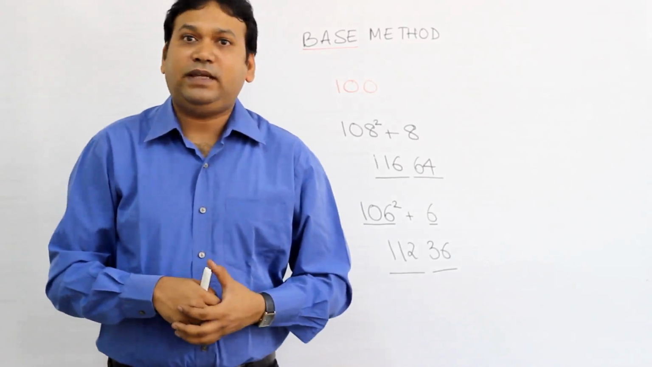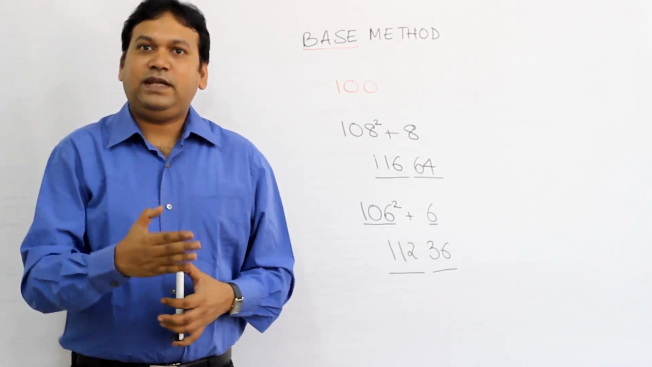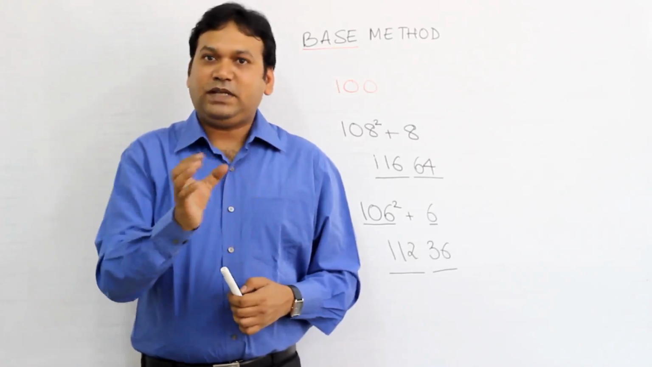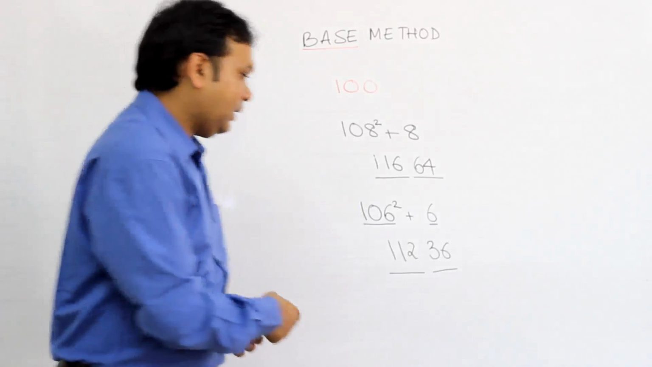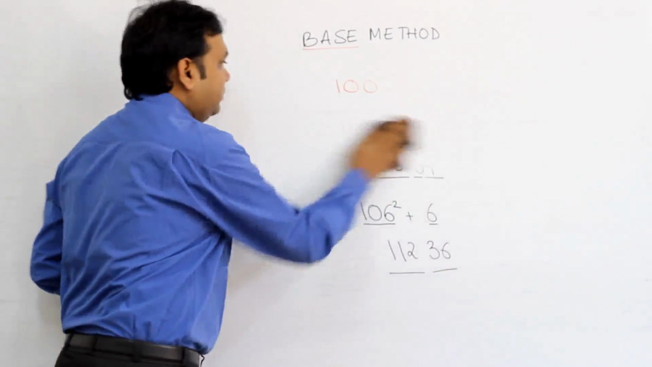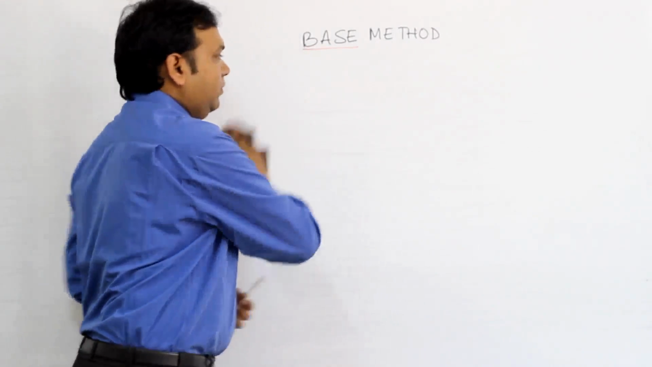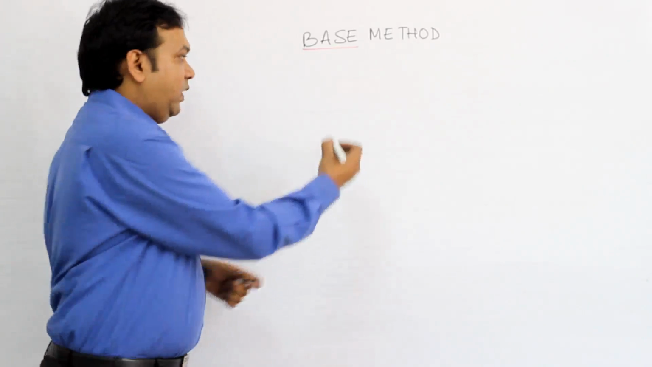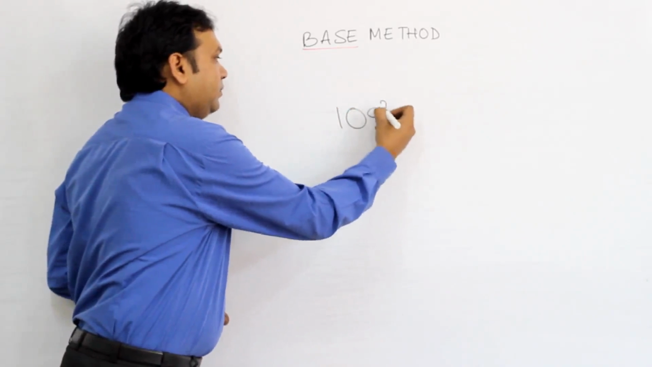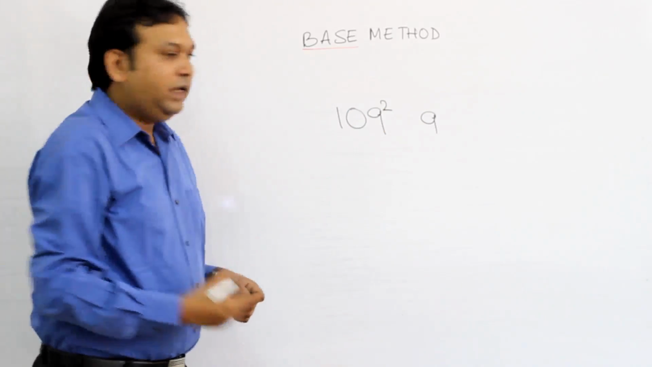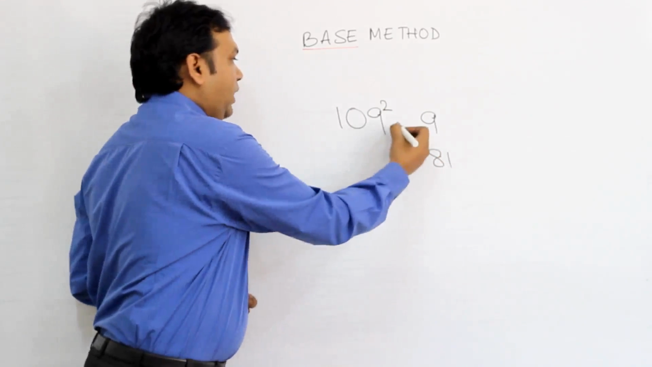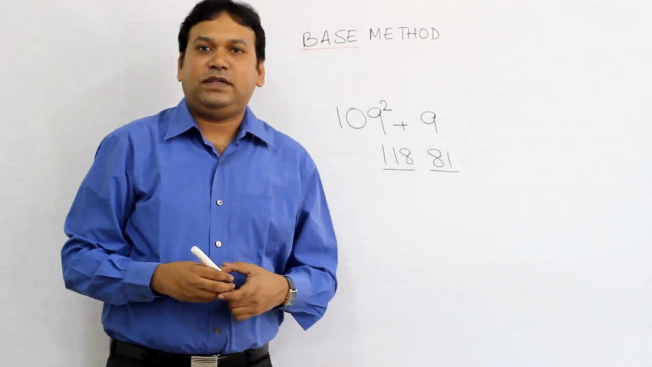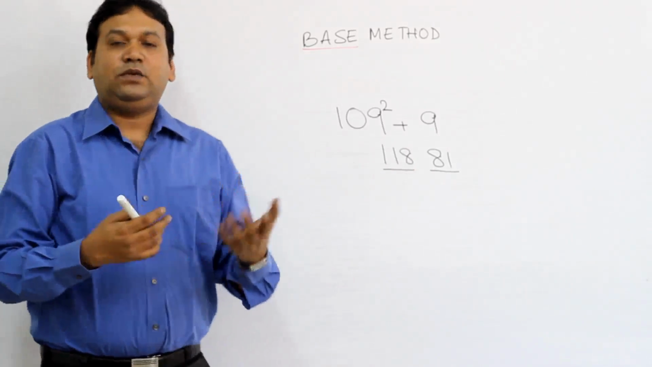What about 109? 118, 81. Because 9 square is 81, and when you add 109 plus 9, it gives us 118. So that is 109 square. How much more than 100? 9. 9 square is 81, and 109 plus 9 is 118. So you're getting the answer for a 5-digit square in about 2 seconds.